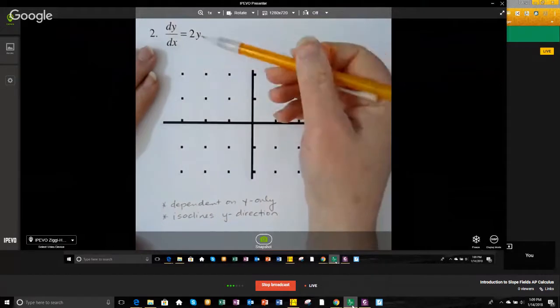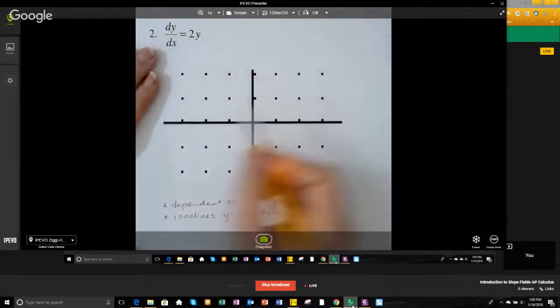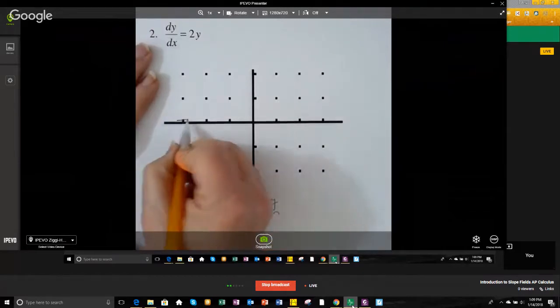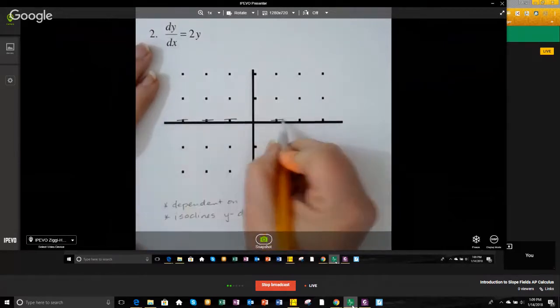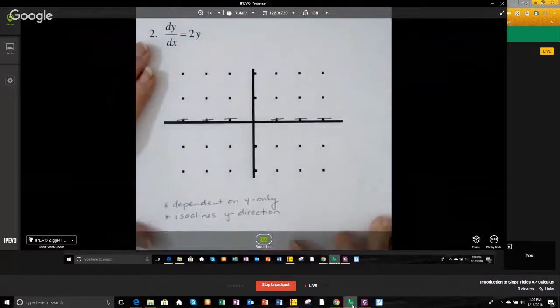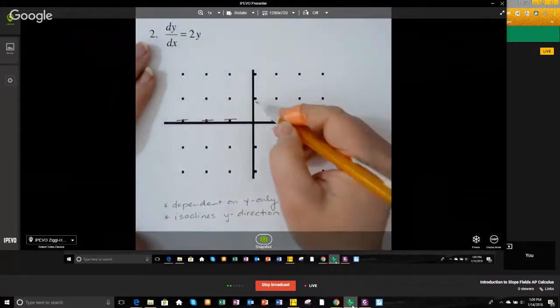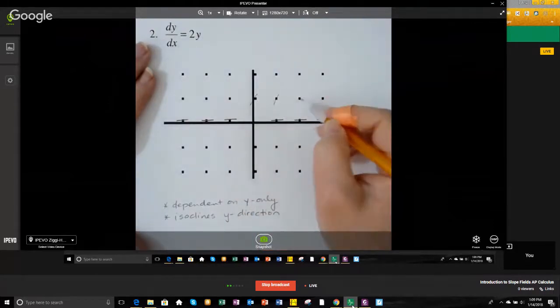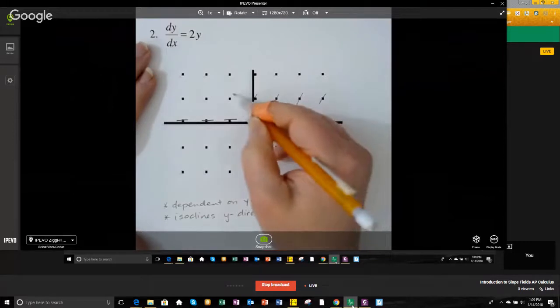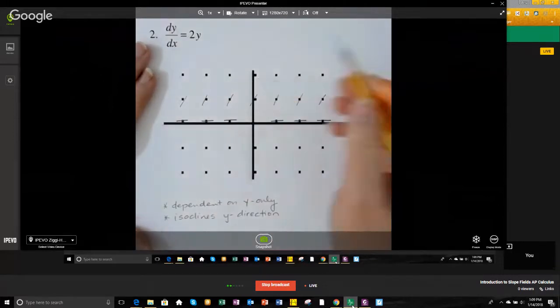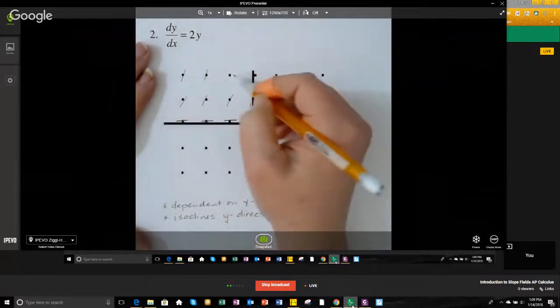So let's start off very easily. When y is 0, we have a 0 slope. So y equals 0 is the x-axis. So we are going to have a whole bunch of 0 slopes here. And when y equals 1, we're going to have slopes of 2. Those are pretty steep. And then when y is 2, we're going to have slopes of 4, which are steeper even yet.